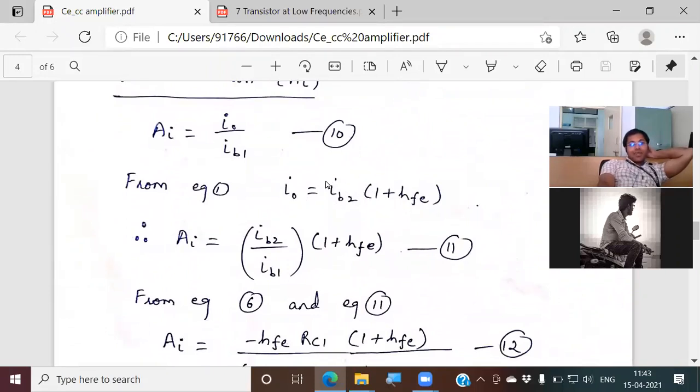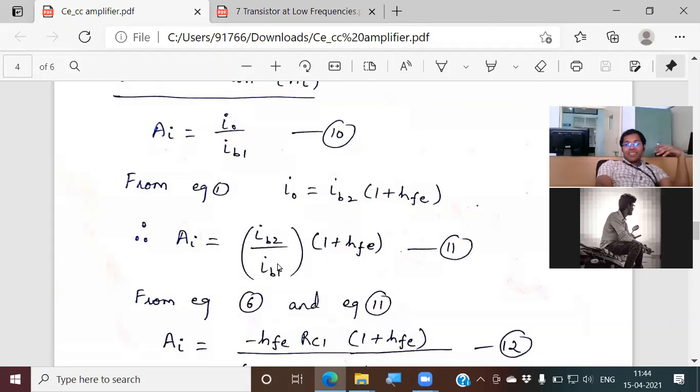Now when I replace I naught, see here, what is I naught? IB2 into 1 plus HFE, with IB1 as it is. So AI we know very well, I naught we already did, and we put it here. And we got this IB2 by IB1. Did we see this earlier? Yes or no? Yes, sir. When we did the derivation for voltage gain, we have seen this.